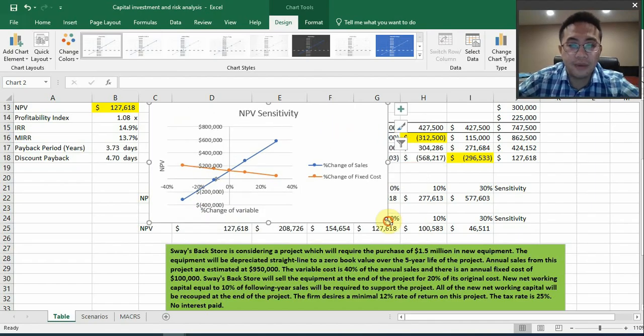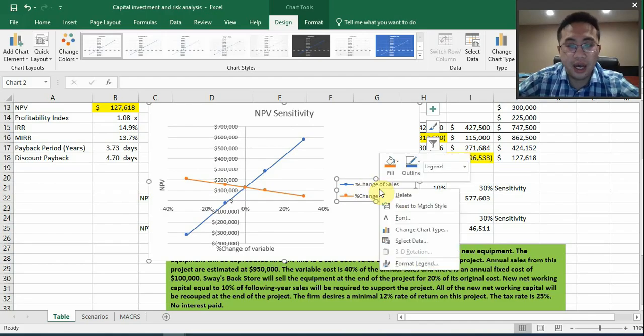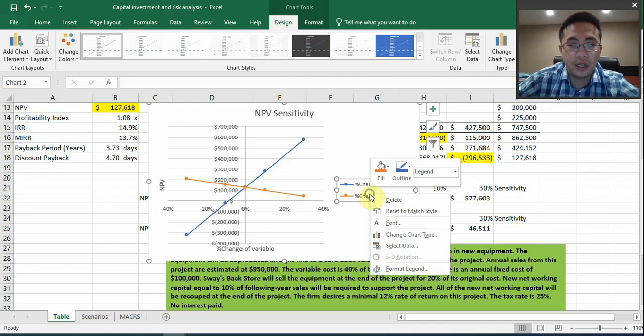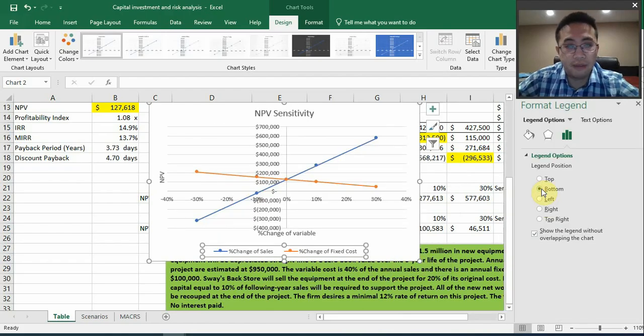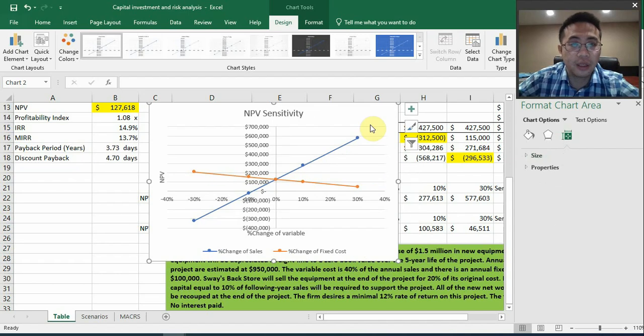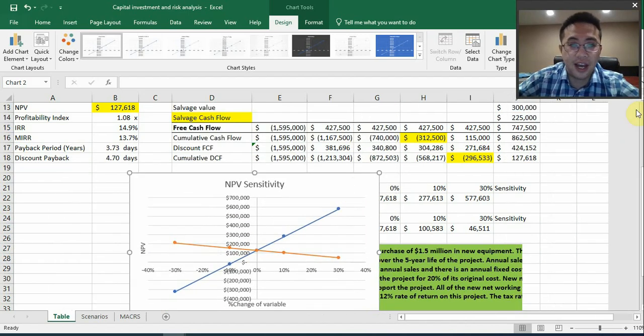Okay, and I'm going to enlarge it a little bit, and I will put this part, called the legend, at the bottom. So I will right click on this part, format legend, and put it at the bottom to make it look a little nicer. All right, so this chart is created, and that's a sensitivity analysis.